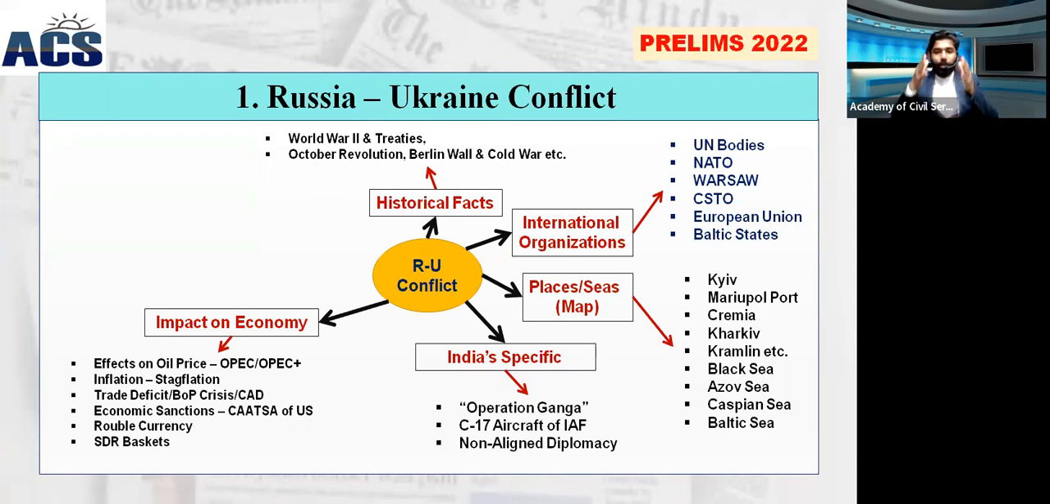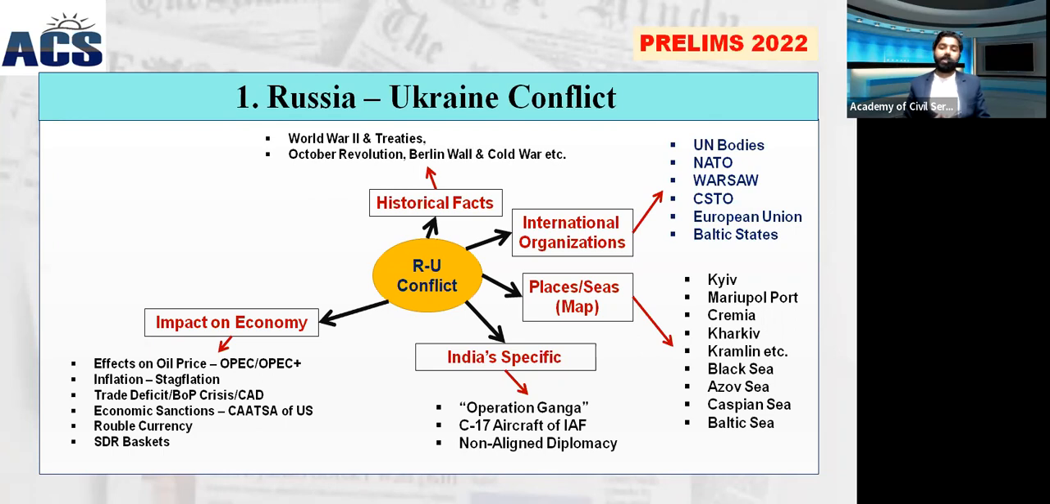Then if we go through the India-specific perspective, one is Operation Ganga. This is the evacuation program launched by India in order to rescue the Indians stranded in Ukraine when the Russia-Ukraine conflict happened. India successfully rescued all of these Indians, especially the Indian medical students, through Operation Ganga, and we used the C-17 aircraft of the Indian Air Force. With this assistance, we could rescue all the Indian medical students and other Indians who were stranded in Ukraine.